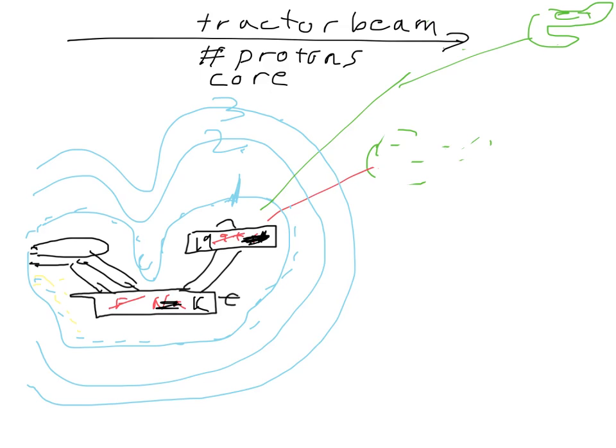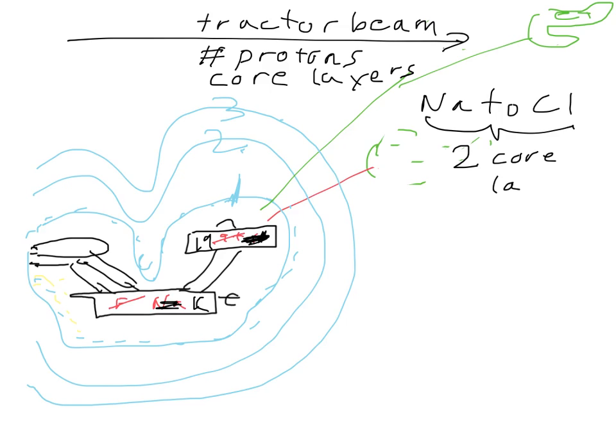And the core layers of electrons stay the same, right? As you go from sodium to chlorine, all the elements in between sodium and chlorine all have 2 core layers of electrons. So your core layers of electrons are staying the same, but you're increasing the tractor beam because you're increasing your number of protons. So your atom just gets smaller.